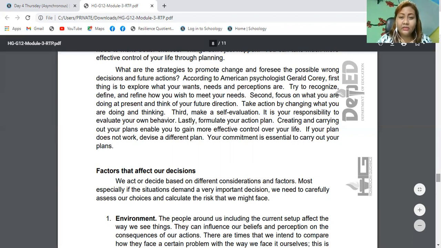And then third is you have to self-evaluate. It is your responsibility para evaluate yung own behavior mo, and kailangan may action plan ka. Lahat naman pinaplano. Okay? At kailangan, pag pinlano mo, meron kang commitment para gawin yung pinlano mo.